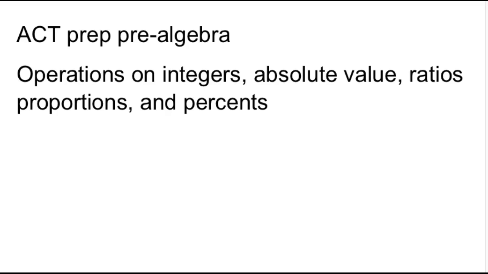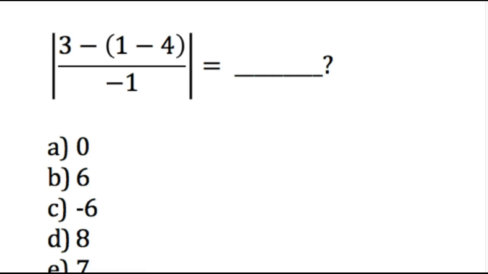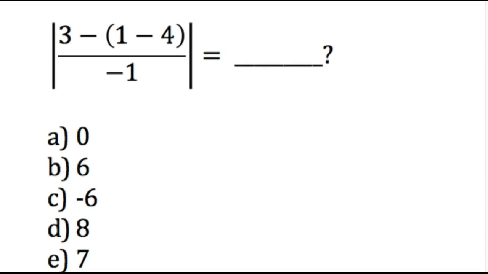Here we go. So we're going to do operations on integers, absolute value, ratio, proportions, and percents to kind of show you just generally. I made these problems up myself, but they're the basic problems that are on an ACT for pre-algebra. So your first problem, here it is. So you've got that problem right there. So stop the video, see if you can do it.